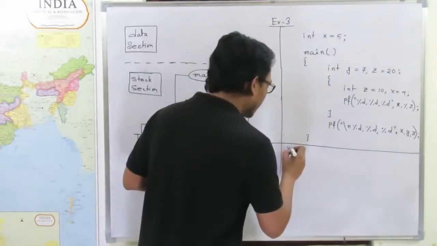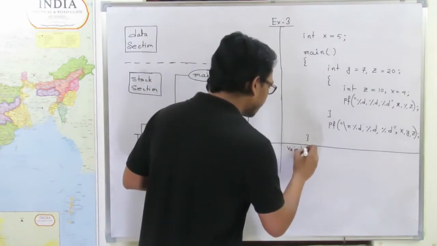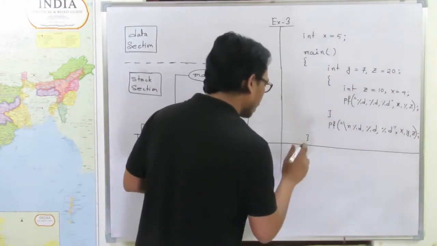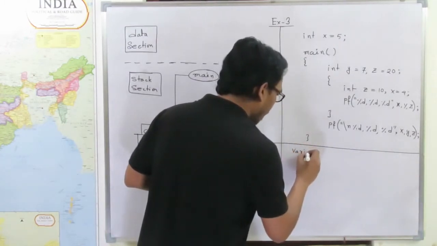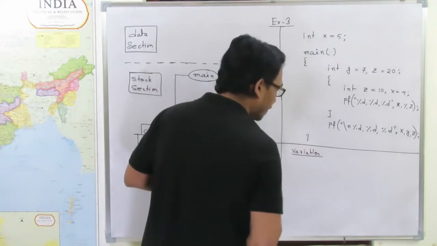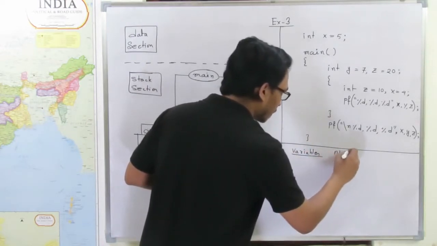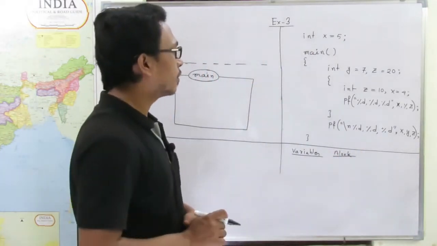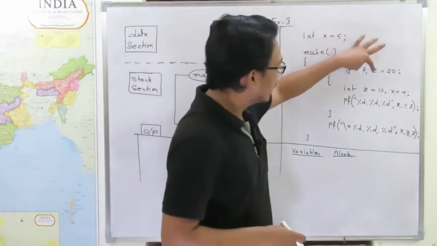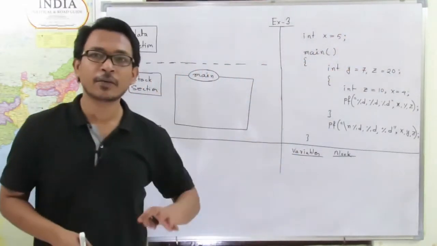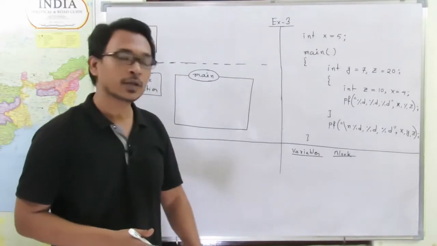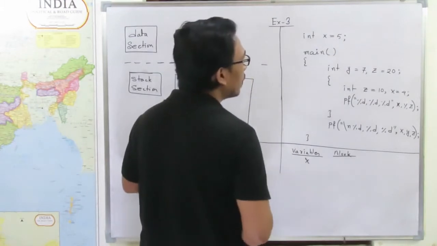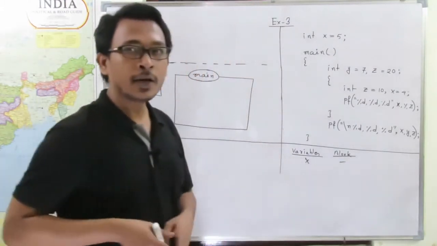So variables, then block. Now how many variables have we used in this particular program? We have 1 2 3 4 5. We have a total of 5 variables used in this given code segment. So the first one is x. Now this x is not inside any block, so it is a global variable.